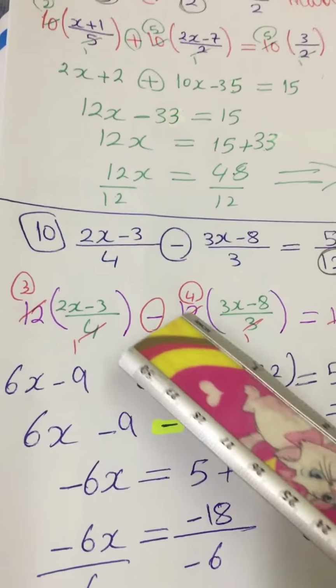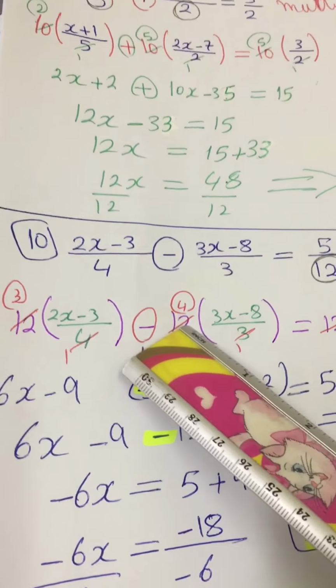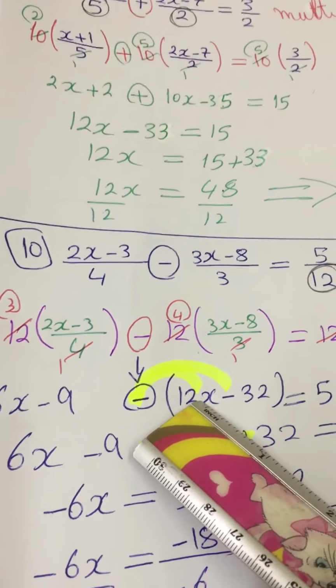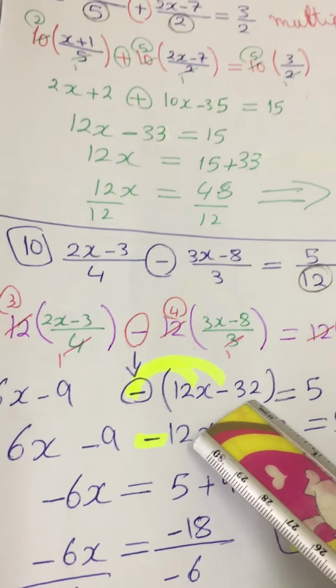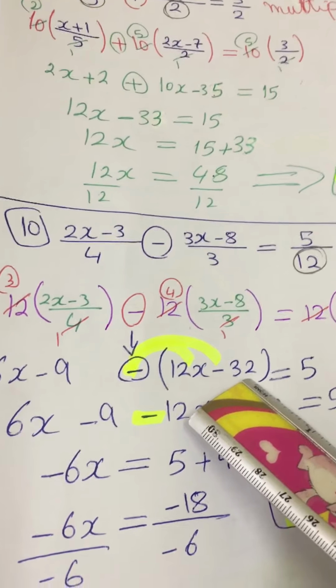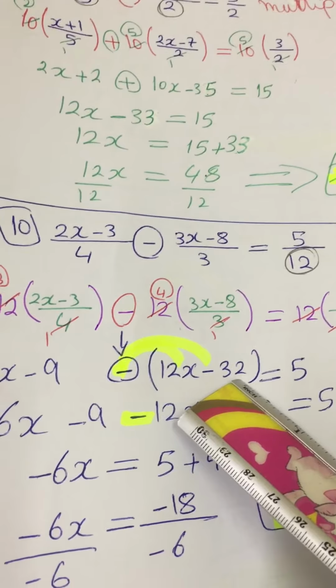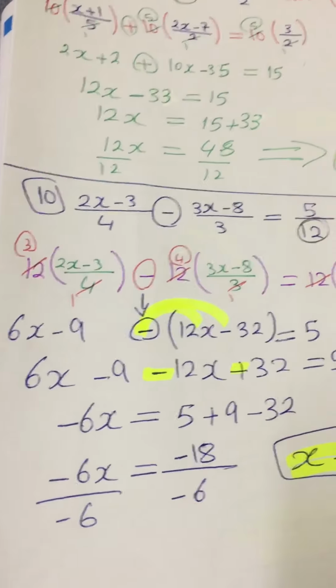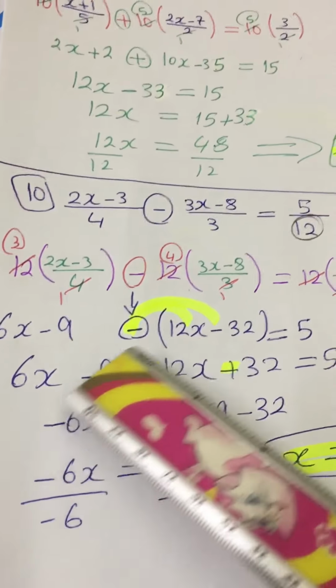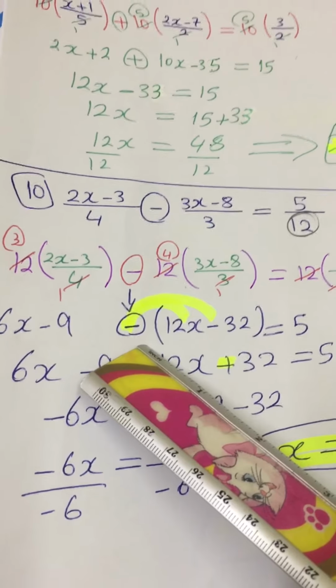Now, I have 4 multiply 3x equal 12x. 4 multiply negative 8 equal negative 32. Don't make 2 steps in one. Take your time. Now I'll take 6x down, minus 9 down, but you have here negative.